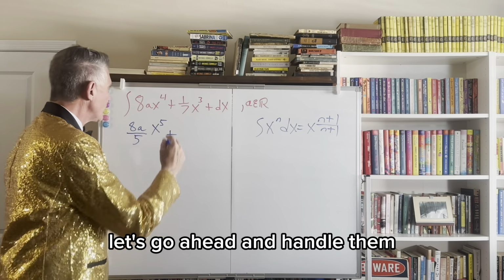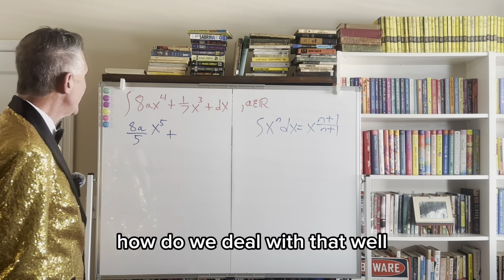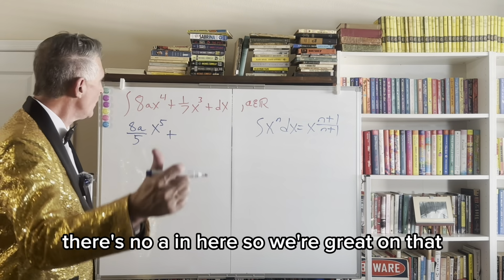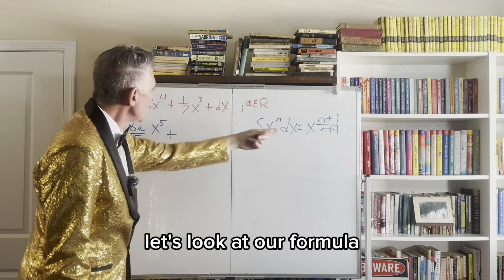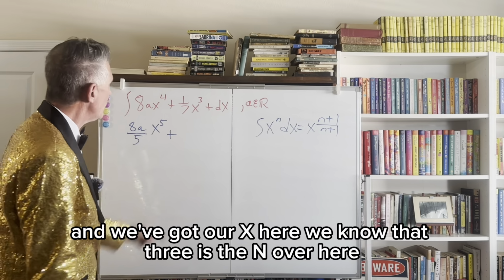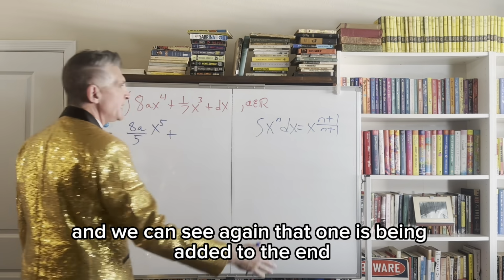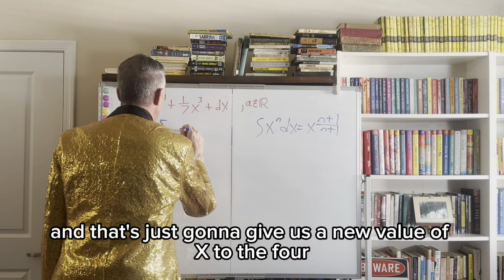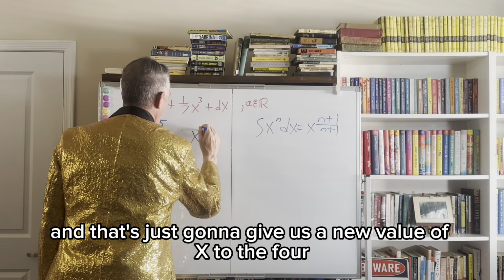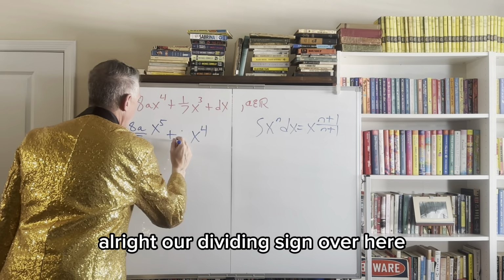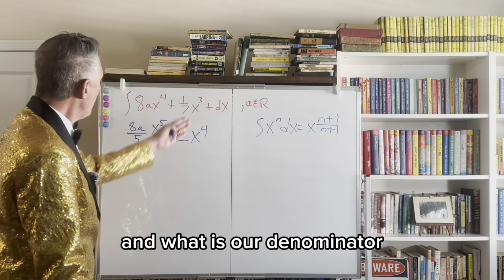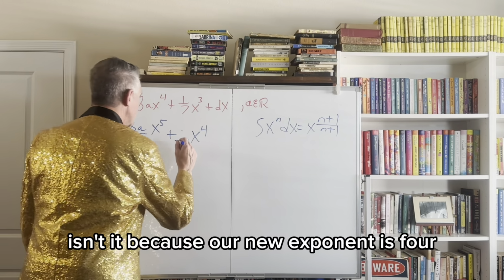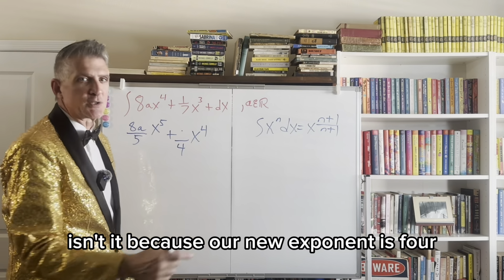Well, okay, let's go ahead and handle the 1 over 7x to the third power. How do we deal with that? Well, the same way we dealt with this just a minute ago, right? There's no a in here, so we're great on that. All right, well, let's look at our formula, and we've got our x here. We know that 3 is the n over here. We can see again that 1 is being added to the n, so 1 needs to be added to our 3, and that's just going to give us a new value of x to the 4. I'll write our dividing sign over here. And what is our denominator? Our new denominator is 4, isn't it? Because our new exponent is 4.